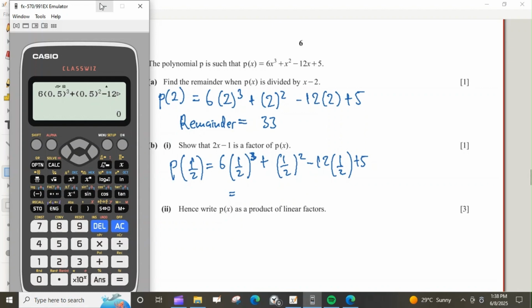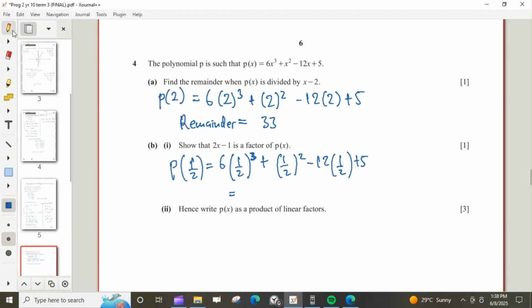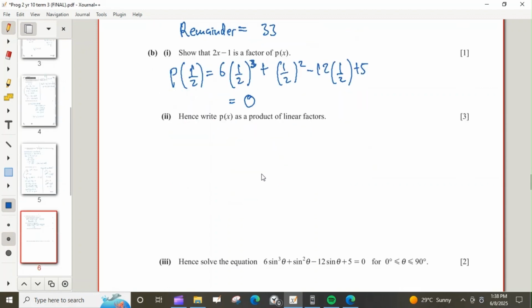Okay, so the remainder is 0. And you know that in polynomials, if your remainder is 0, that means that this factor will be a factor of the polynomial. It will divide the polynomial without a remainder. So the remainder is 0, which means that 2x minus 1 is a factor of p of x.